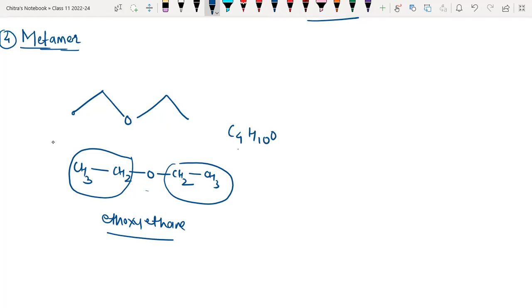So it is an ether. But if we think of another ether, like CH3, CH2, CH2, O, CH3, it is also an ether, and the only difference is the chain of carbon atoms on both sides of the functional group. So it is methoxypropane.